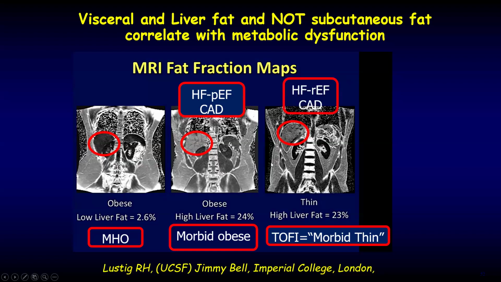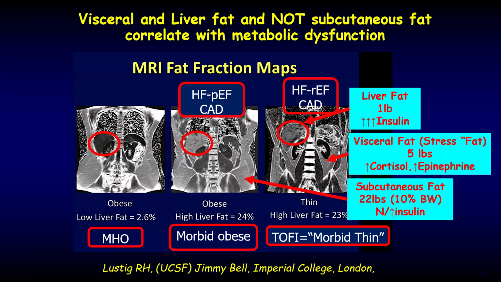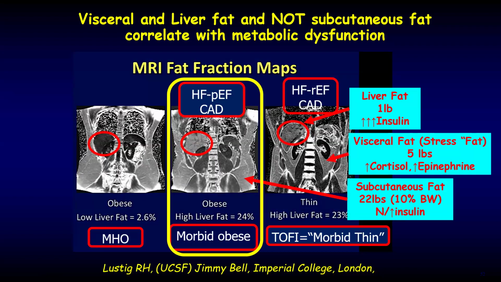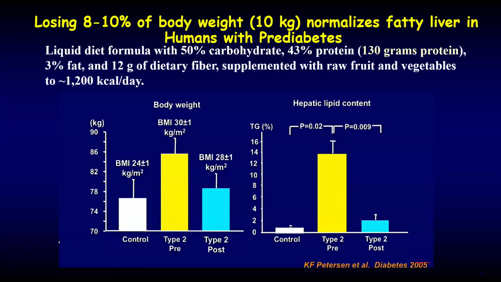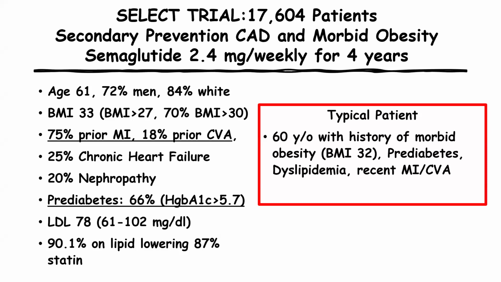So how much weight do I need to lose in order to impact my fatty liver? The rule of thumb is about 10% of the body weight, about 22 pounds. This study was done actually in the past, and it showed that if you lose at least 10% of your body weight, you can actually reverse diabetes and fatty liver. All right, so the study that was designed is called the SELECT trial that was published in October.